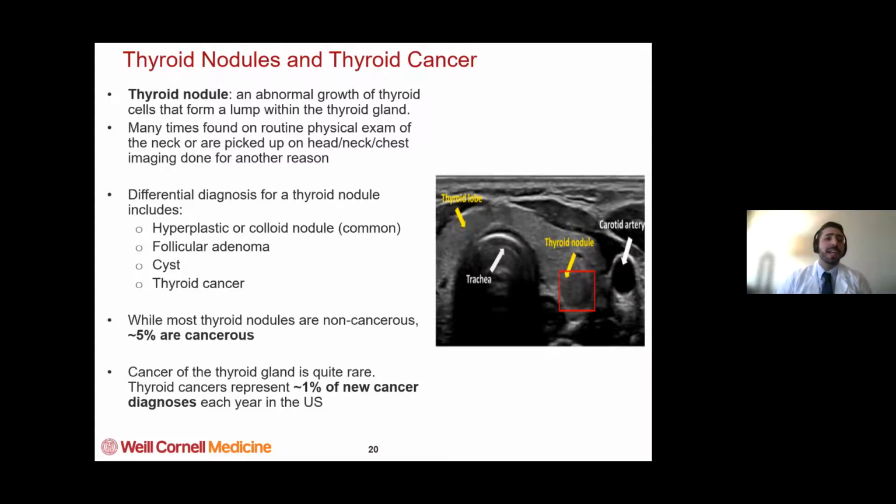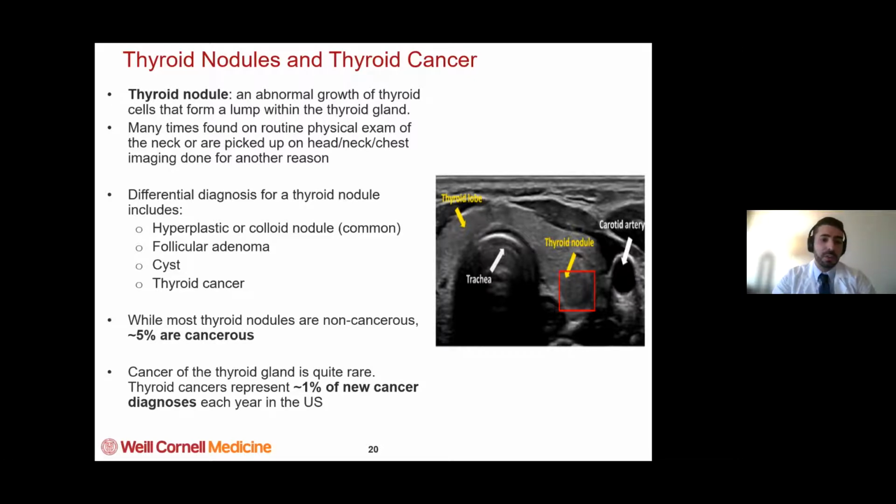So the differential diagnosis, or when someone is diagnosed with a thyroid nodule, what could that be? Well, it could be a hyperplastic or a colloid nodule, which is very common. It could be what's called a follicular adenoma, which again is a growth of thyroid tissue. It could be a fluid-filled cyst present in the thyroid tissue. And it could be thyroid cancer.